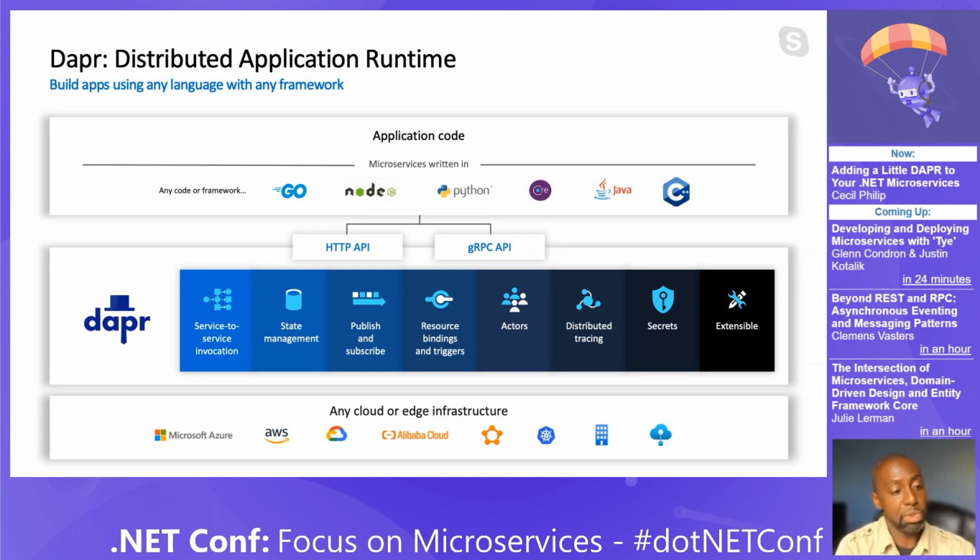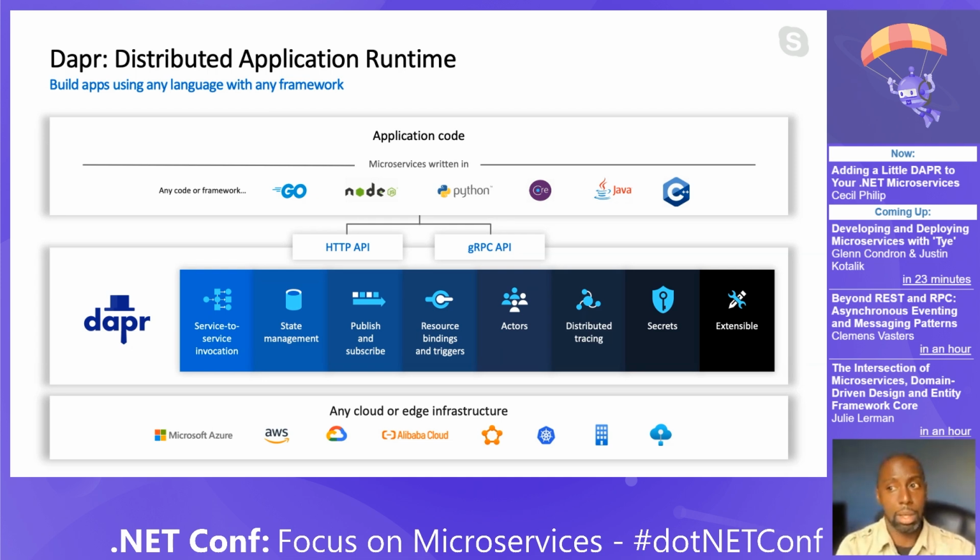So DAPR itself allows you to use things like service-to-service communication, state management, and pub/sub functionalities, and all your application at the top needs to do is speak HTTP or even gRPC. So as you can see at the top, regardless of whether I'm writing Node or Python or .NET Core, I can communicate with that DAPR runtime to leverage some of these additional functionalities.